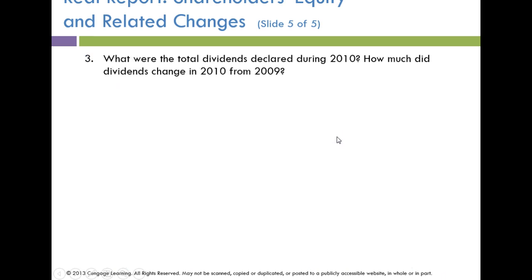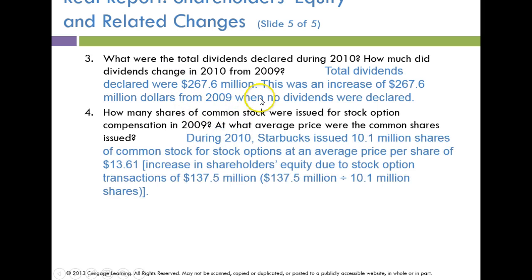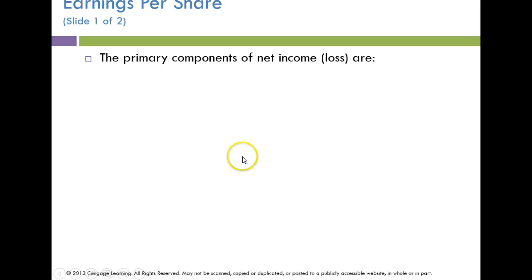What were the total dividends declared? The total dividends declared were 267 million, because in 2009 no dividends were declared, but in 2010 267 million dividends were declared. How many shares of common stock were issued for stock option compensation? Well, it's in here somewhere. Don't worry about it. I really don't care.